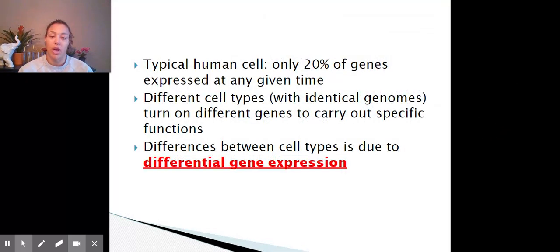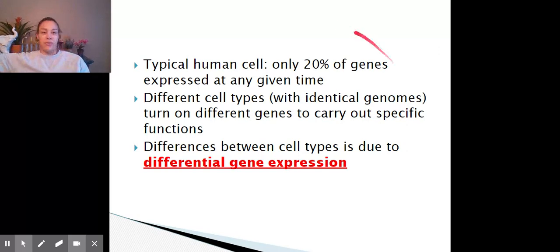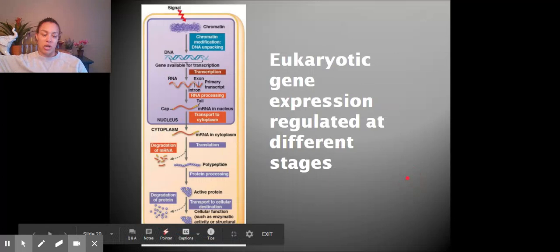So we're going to move on to our eukaryotic gene expression. So only specific sets of genes are going to be expressed at any given time. So we've got around 20%. And it has to deal with the type of cell that we're dealing with, right? Only specific active genes will go through gene expression, not every single gene in every single cell, because that's not effective and efficient for our cells. So we can have some differential gene expression.